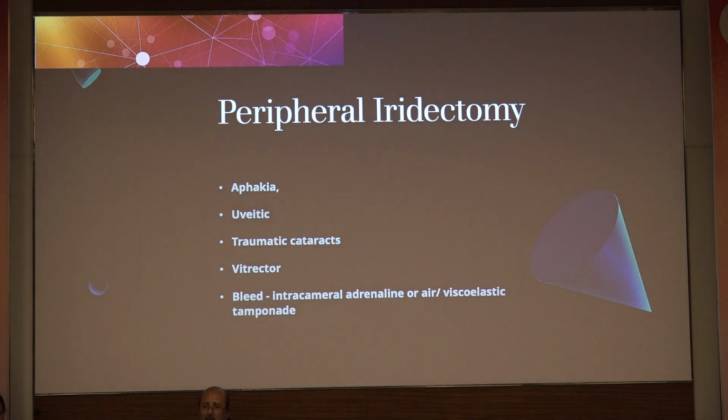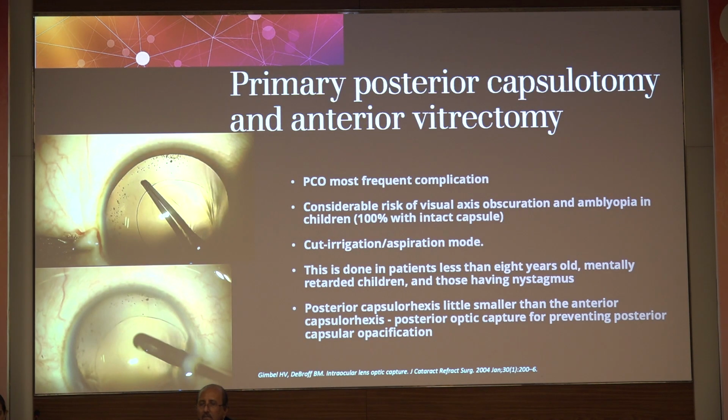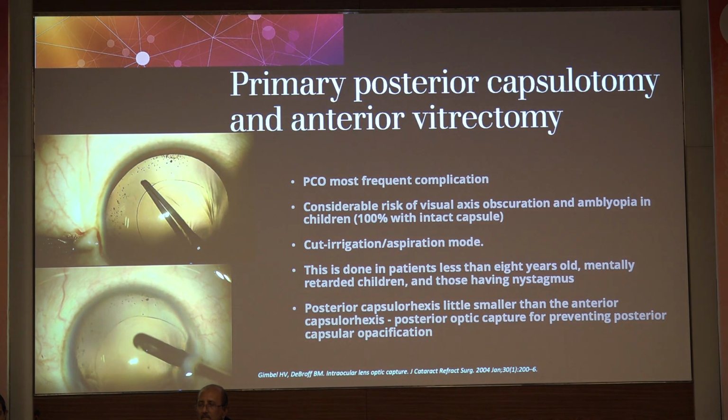Peripheral iridectomy is a must in patients with aphakia or in patients with uveitic cataract or traumatic cataracts, and it can be done with a vitrector. And if the site bleeds, you can just put intracameral air, or you can put adrenaline or even viscoelastic tamponade, and then wash away the viscoelastic later on once the bleeding has stopped.